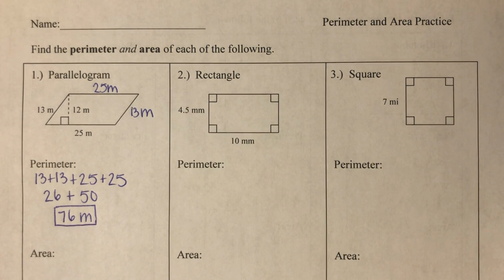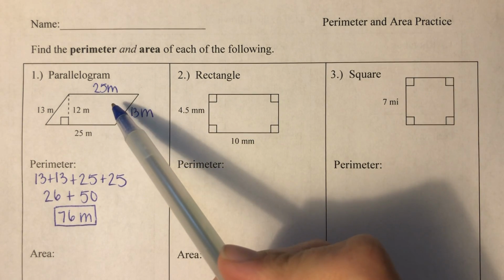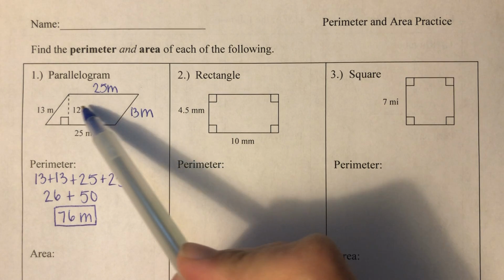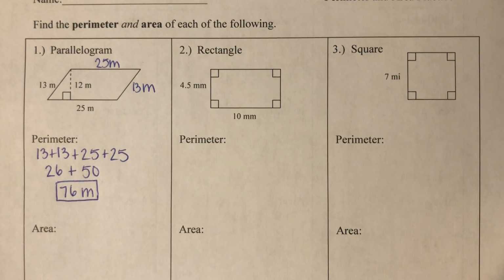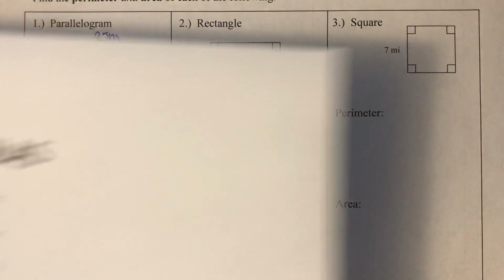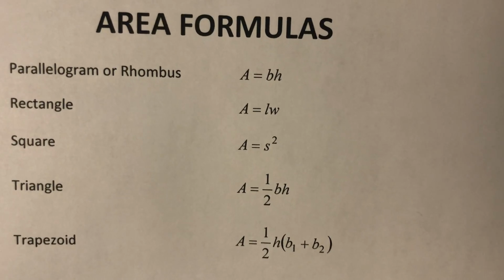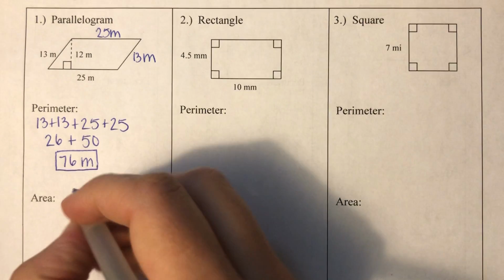Now, area is different. Remember, area was the number of square units on the inside. I don't see the square units in this picture, but that's what I'm calculating. And that requires a formula. So I go to my formula sheet, and I look for parallelogram, and it's the very first one, that area is base times height. So I'm going to write that down.